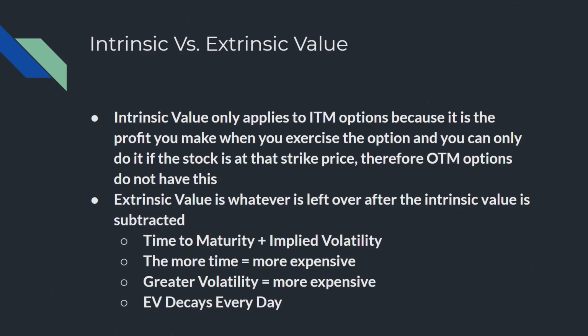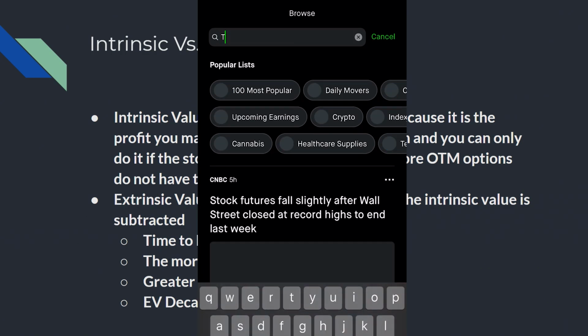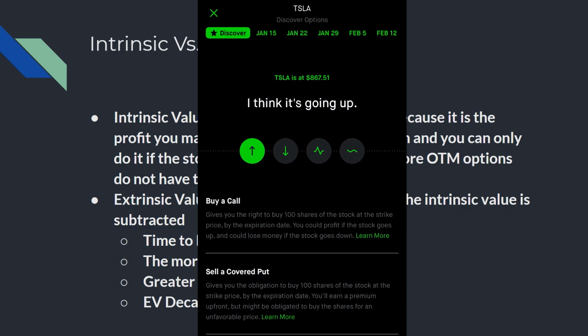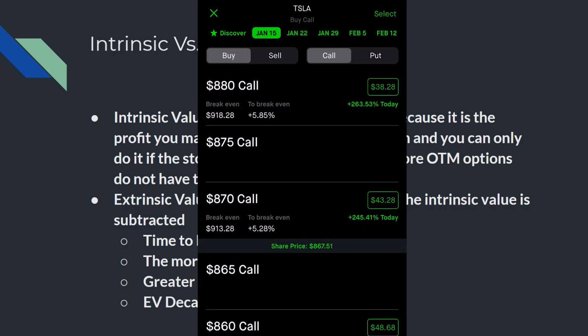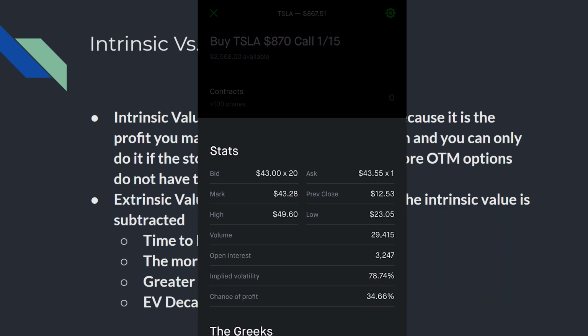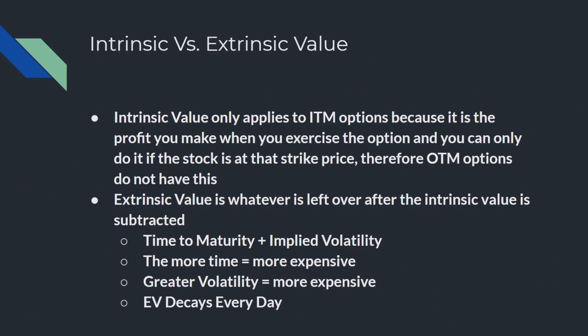Tesla, if you notice how expensive Tesla contracts are, let's look at a Tesla contract. We're going to pull up a Tesla contract and go to the same January 15th. We're going to go to the 870 call and look at the implied volatility on this. This is 79% implied volatility, so you can see they're a lot more expensive. The 870 call is $4,000, right?